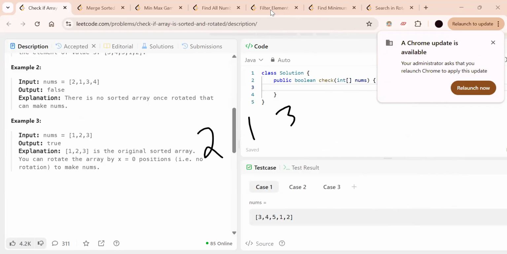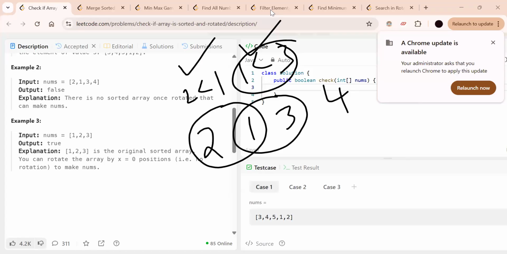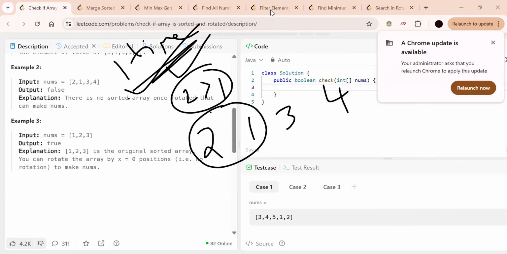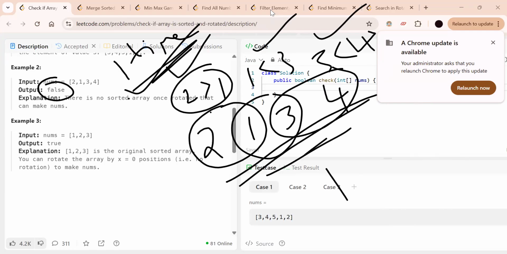2, 1, 3, 4. You compare these two, 2 is greater than 1, which means one time is allowed, good. And next, 1 less than 3, good. 3 less than 4, good. But this is not an answer. Here you can see the answer is false, which means this is not a valid array.